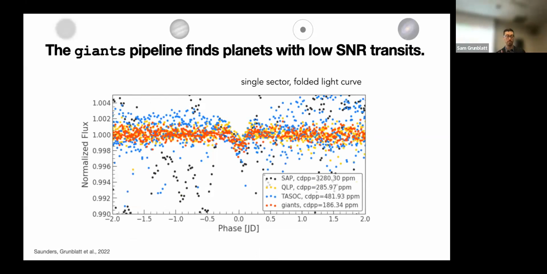And the other thing is that by using this principal components approach, we can also find really low SNR transits without diluting them. So again, this is a comparison between our GIANTS pipeline and 3 other pipelines. What you can see is that our pipeline, shown by the red dots here, does a good job of preserving those transits while also having the lowest CDPP scatter of any of the light curves shown here. So it's been really great for actually finding these planets, and that's why we found so many within our own search, as opposed to some of the other teams that have found these things serendipitously.